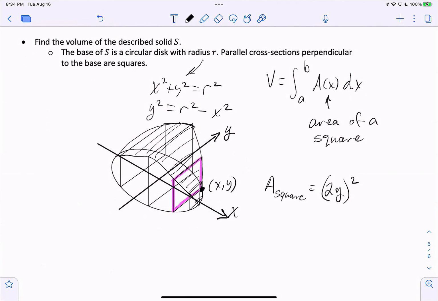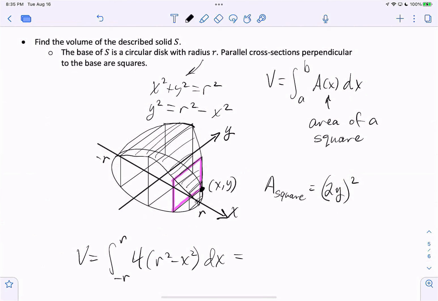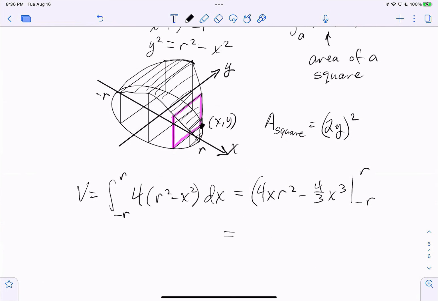So our volume is going to be the integral from negative r to r, the circle has a radius of r, of 2 times r squared minus x squared dx. Whoops, that 2 should be a 4, because I squared 2 and then I squared y. Y squared got replaced by r squared minus x squared. As before, the actual calculus is really straightforward. 4 times r squared x minus 4/3 x cubed evaluated from negative r to r. And you can verify that we get 16/3 r cubed.